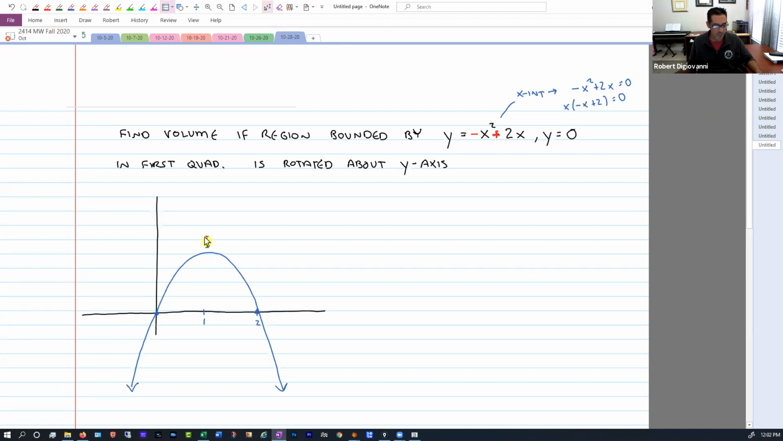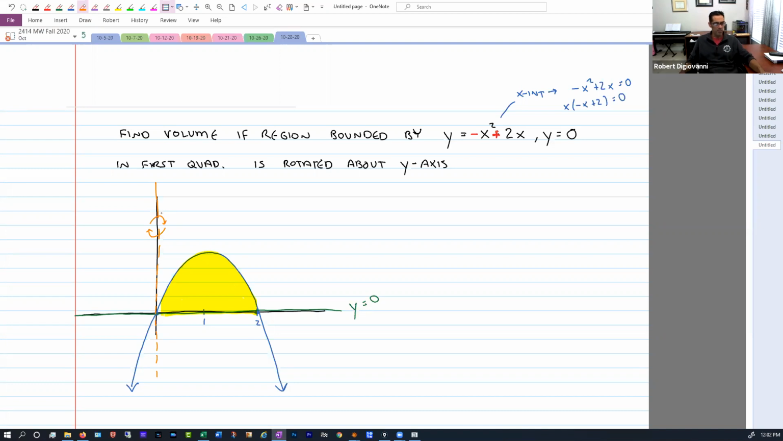So I want the region bounded by that and y equals 0, which is the x-axis, in the first quadrant, so this right here. This is my region. I want to find the volume if we rotate that around the y-axis. So our axis of rotation is here. Got it? Understand? Any questions?